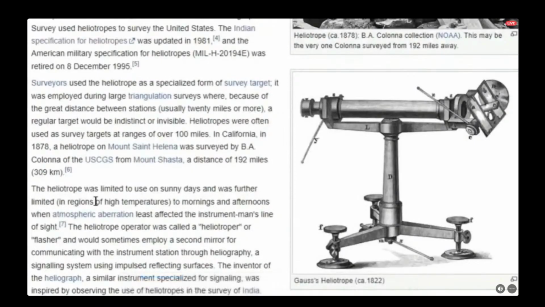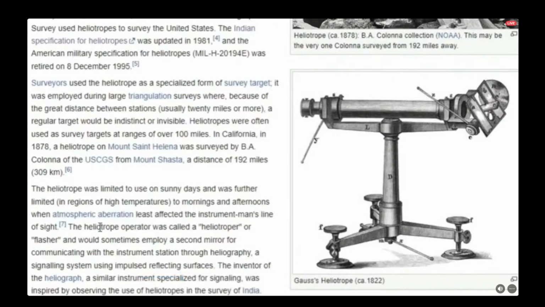Limited to use on sunny days and was further limited in regions of hot temperatures to mornings and afternoons when atmospheric aberration least affected the instruments and lines of sight. Sounds like it's heavily optics induced. It would be heavily susceptible to refraction and atmospheric lensing and all sorts of things down at the atmospheric side. So not sure that this is the best tool to denote a 10,000 mile triangle that has a spherical excess of 4 arc seconds. Just saying. Looks like it would be highly susceptible, actually.